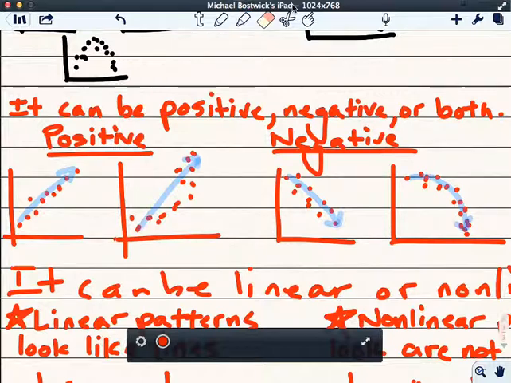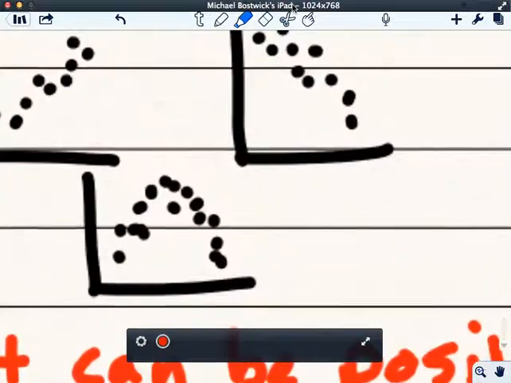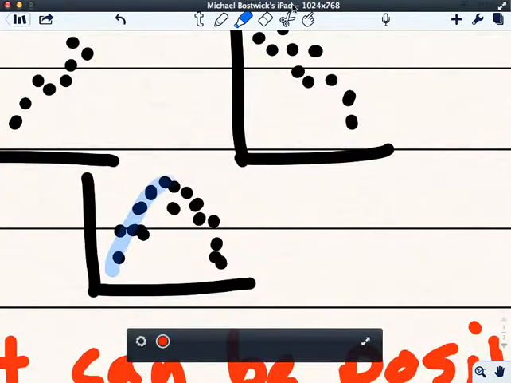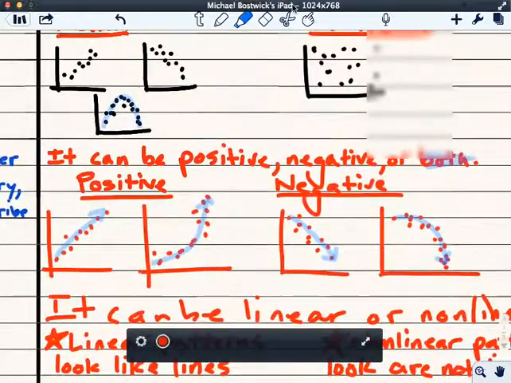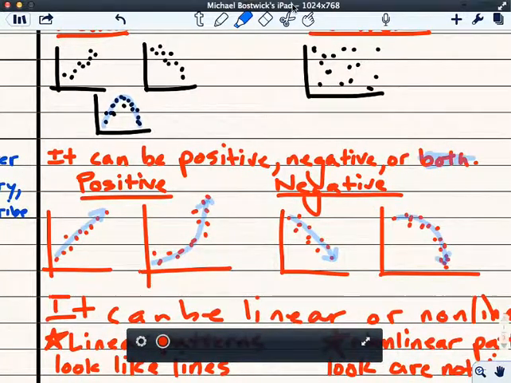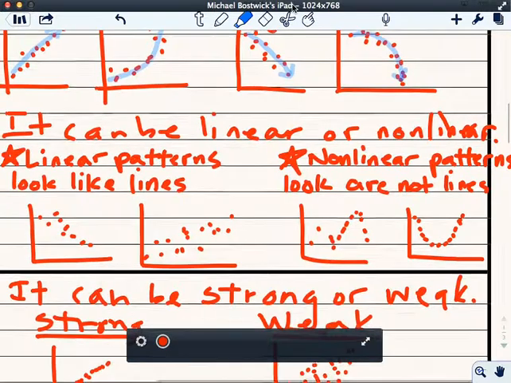I apologize, I kind of made a mistake here. Careful observers will notice that this actually has a curved pattern. Curved patterns can be described as negative or positive. Occasionally you'll have one that is both, and if it's both, you'll see something like this one, where it's increasing, it's positive, and then it's negative afterwards. And so you can have both as well. All right, again, pause if you need to.